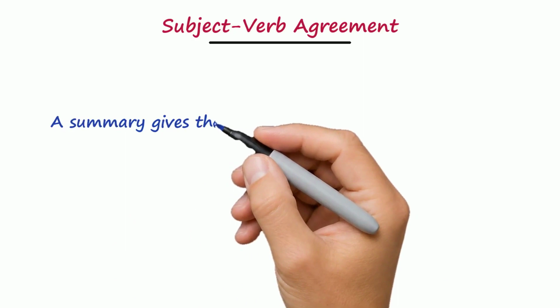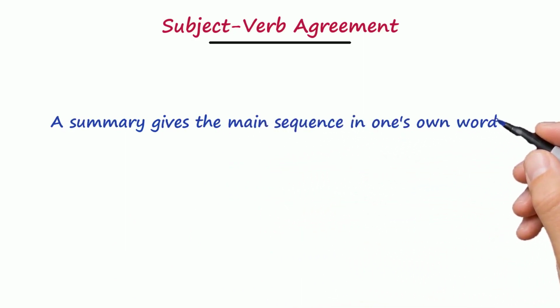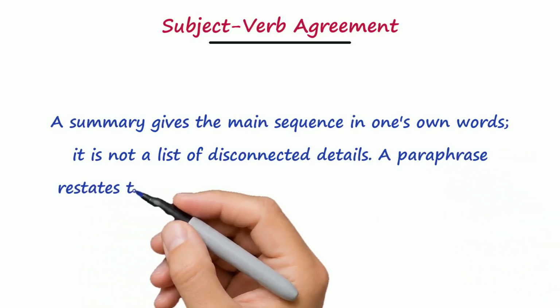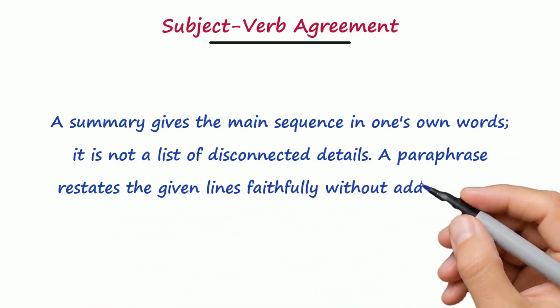A summary gives the main sequence in one's own words. It is not a list of disconnected details. A paraphrase restates the given lines faithfully without adding a new moral.